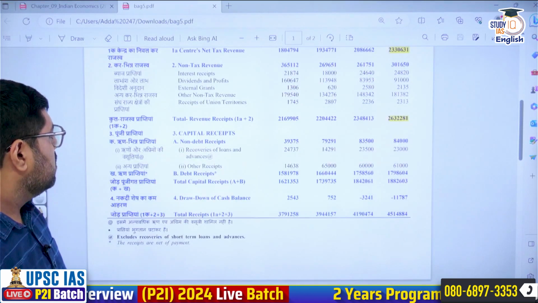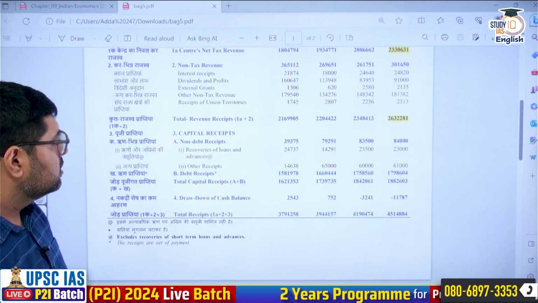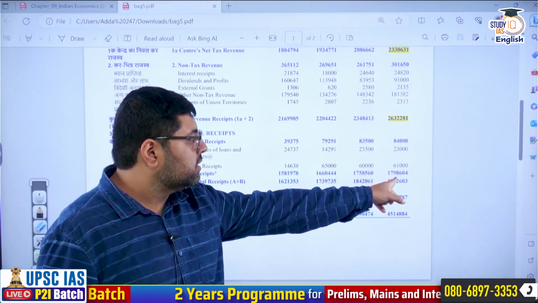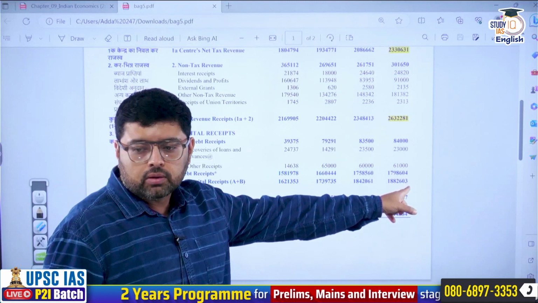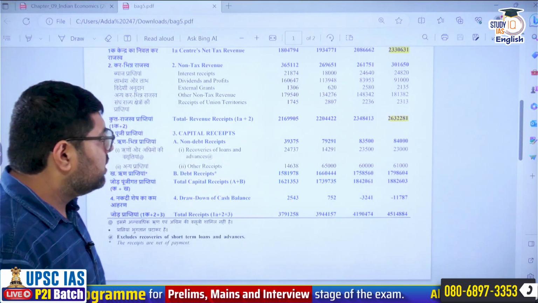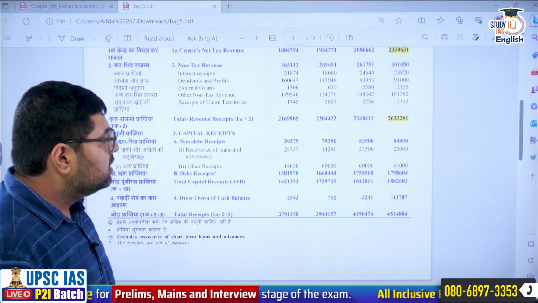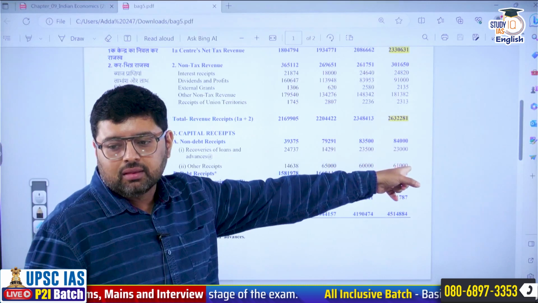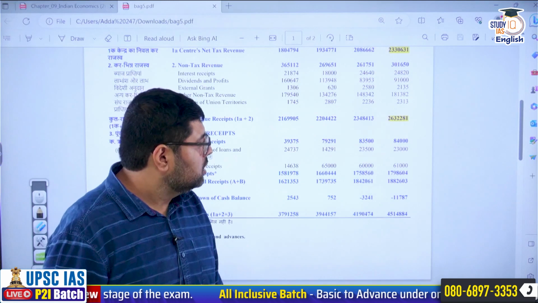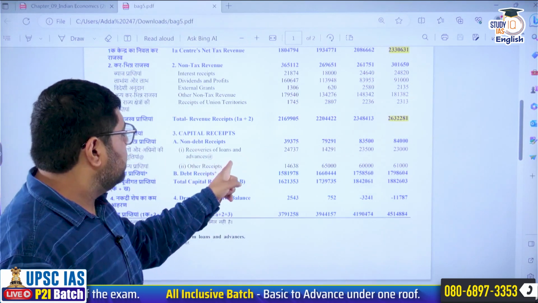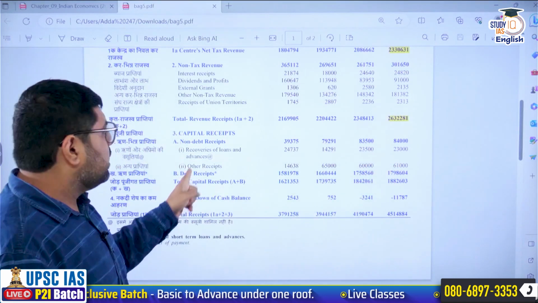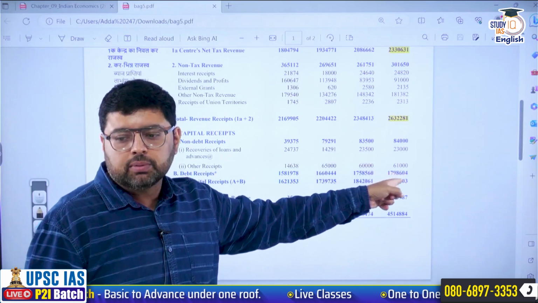Now, when you talk about receipts, as I already told you, the borrowing that the government is going to take is 17.8 lakh crores. This is debt creating capital receipt. But if I talk about non-debt receipts, that is 84,000 crores. Out of that, recovery is 23,000, and other receipts, that is disinvestment, is 61,000.